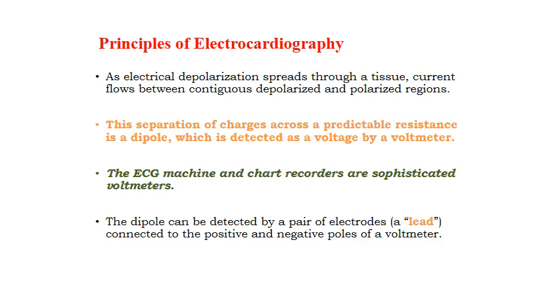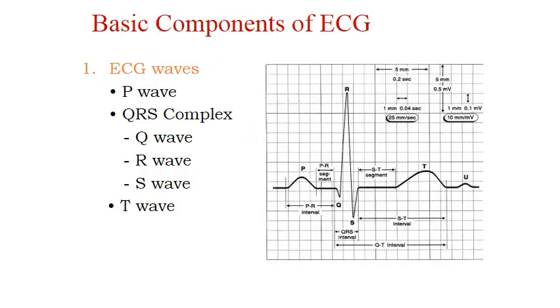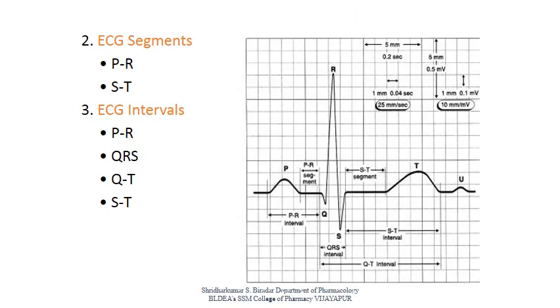The ECG machine has a machine and a chart which records, with the help of a voltmeter, the dipole moment, and with that it will show the impressions in which the heart is beating. So, the ECG waves, as you may know, have the waves P, Q, R, S, T, and this is the pattern of the ECG.